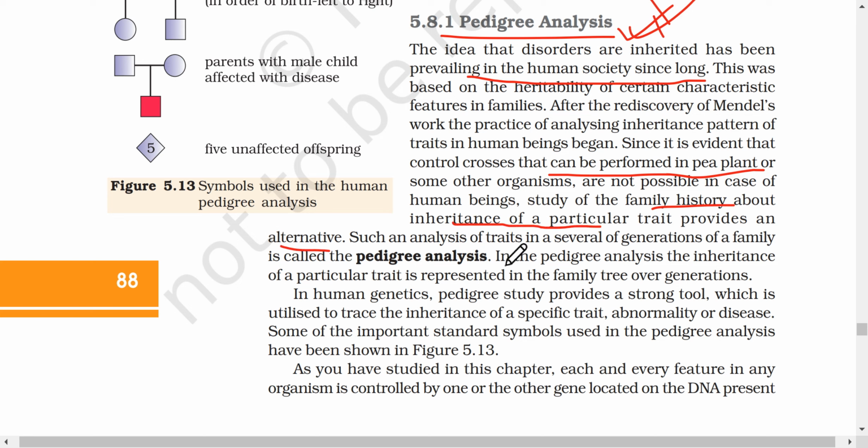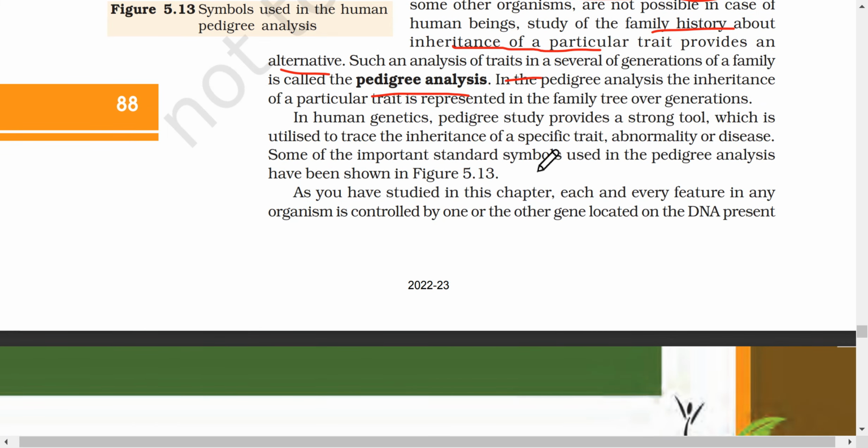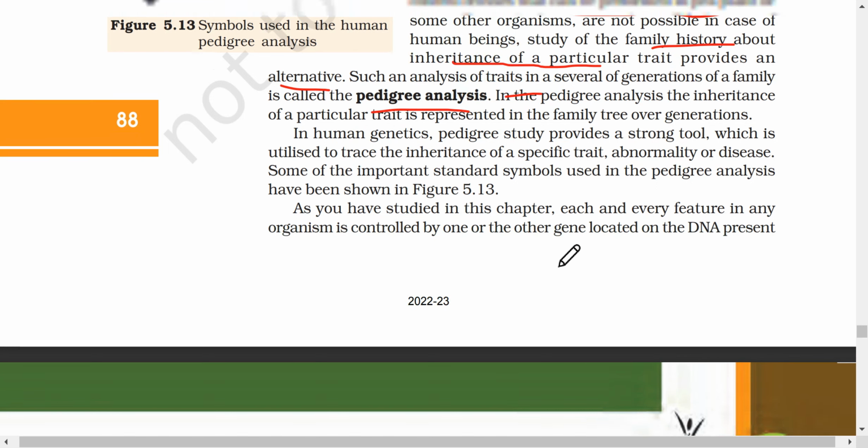Such an analysis of traits in several generations of a family is called pedigree analysis. You'll go through several generations and see the family tree, and what all of the generations depict, what diseases, what is their genetic makeup. In human genetics, pedigree study provides a strong tool which is utilized to trace the inheritance of a specific trait, abnormality, or disease. Some of the important standard symbols used in pedigree analysis are given over here.